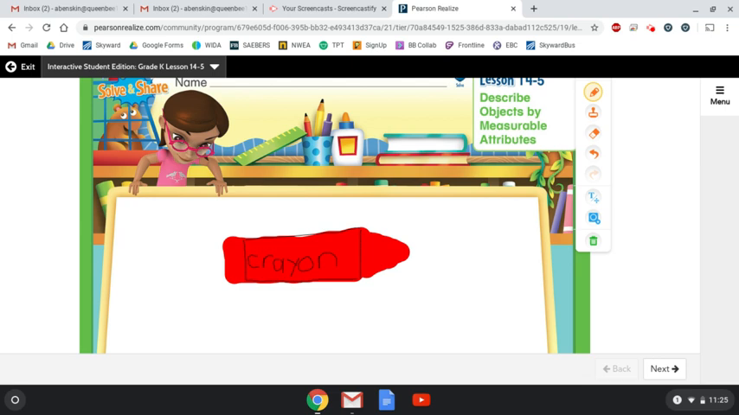What are some ways that you can measure it? So I want you to turn to your grown-up and tell them a way or two that you could measure this crayon. Go ahead and pause it if you need to.